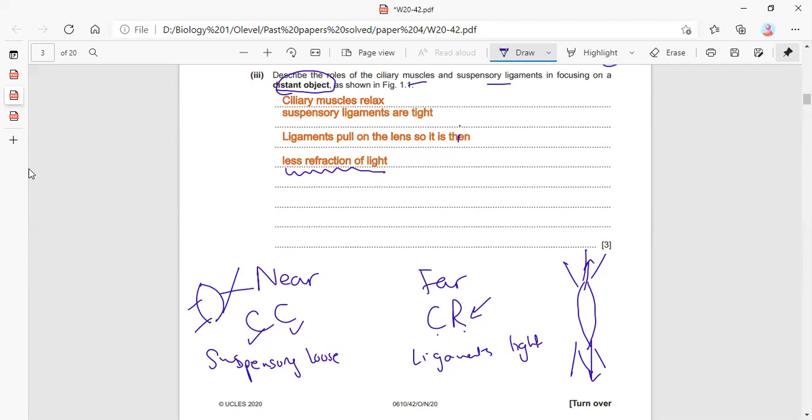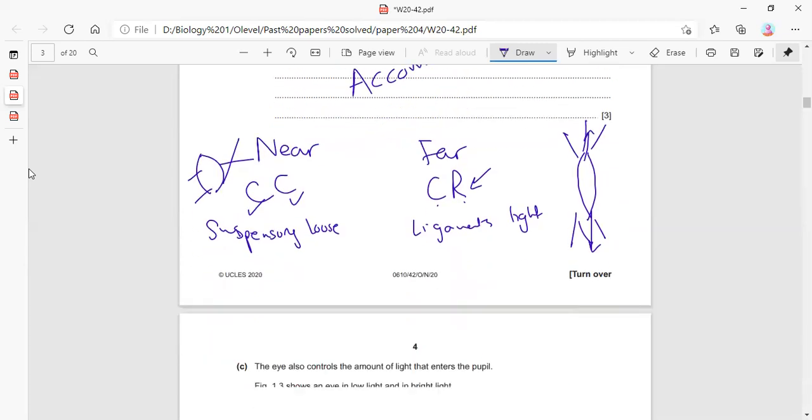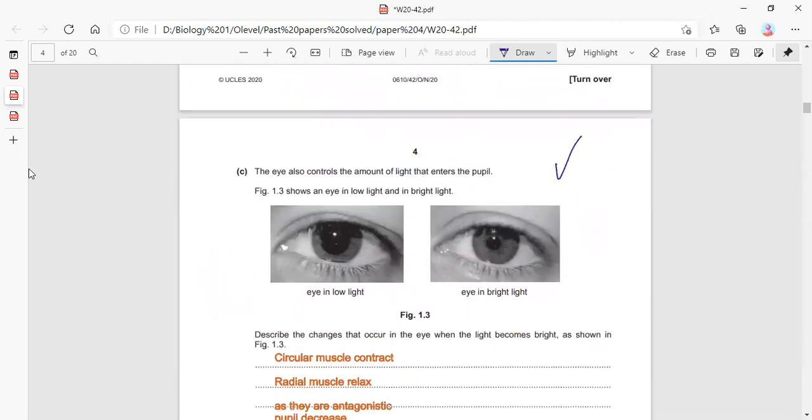طيب ده الموضوع ده اسمه إيه؟ accommodation. Accommodation and it is different from the pupil reflex. أهو بقى هو ده pupil reflex. جاب لي الاتنين مع بعض. Pupil reflex. The eye also controls the amount of light that enters the pupil. Figure 1.3 shows an eye in low light and an eye in bright light.